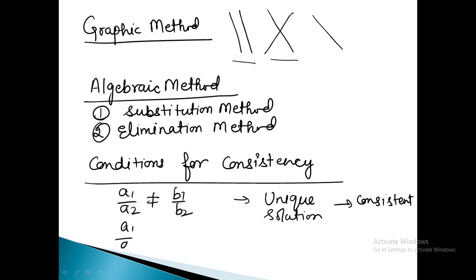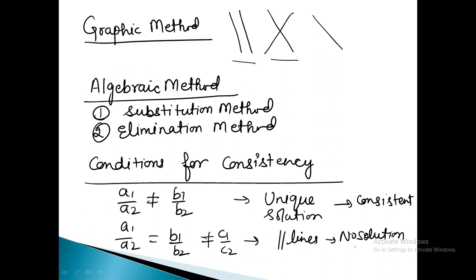If a1 over a2 is equal to b1 over b2 and not equal to c1 over c2, then the lines are parallel, there is no solution, and the system is inconsistent.